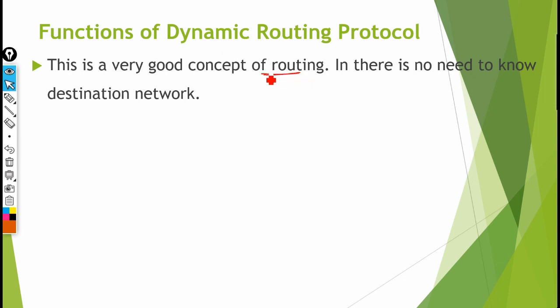The very first thing, make sure this is a very good concept of routing in nature, because there is no need to know the destination network for the configuration. That's the very first thing. You don't need to know the destination network. How does a dynamic routing protocol work?